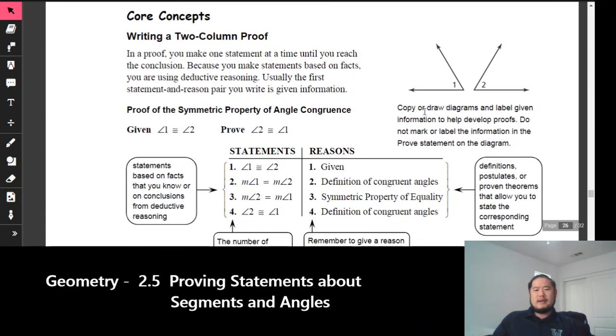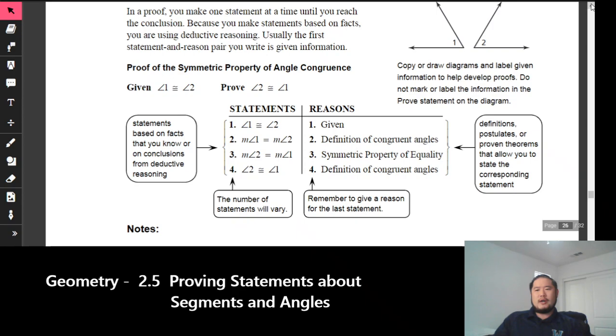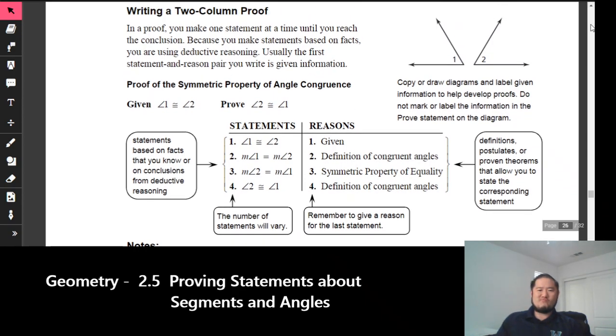So what you see right here is an example of a two-column proof. Let's go ahead, I'll read this for you. It says, in a proof, you make one statement at a time until you reach a conclusion. Because you make statements based on facts, you are using deductive reasoning. Usually the first statement and reason pair you write is given information. Okay? Usually, not all the time, but probably like 99% of the time that's going to be the case.